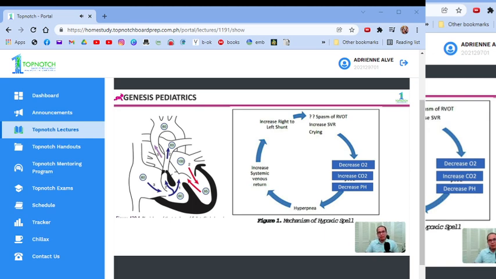Okay? Does it make sense? Okay? So, ito yung sinasabi ko na if you know what's going on, if you know the pathophysiology, then you will know the management. Okay? You put the child into knee chest position. Dahil pag knee chest position mo siya, what happens? Okay? It increases your systemic vascular resistance.